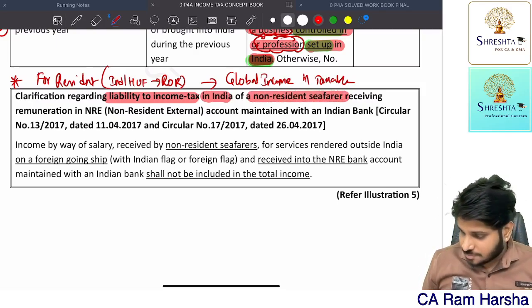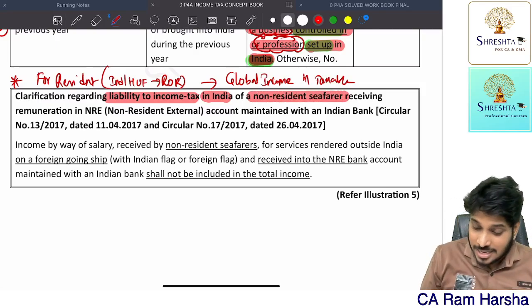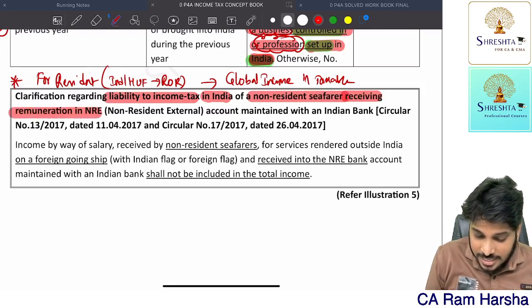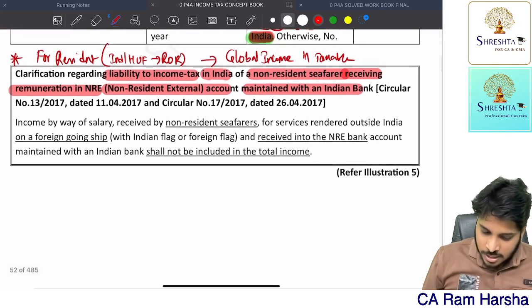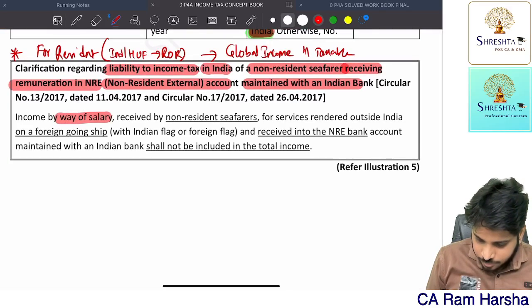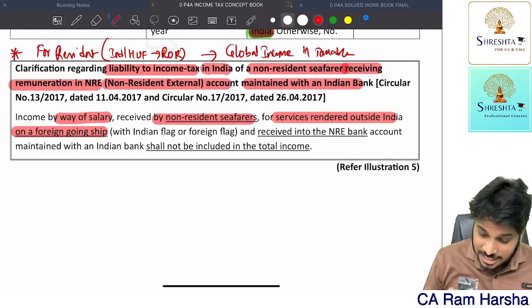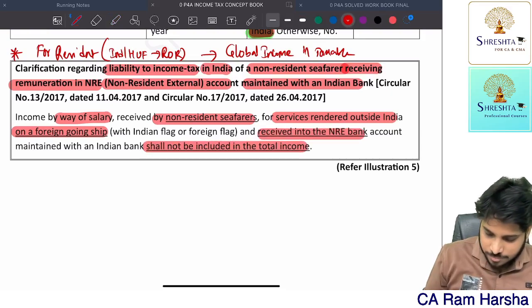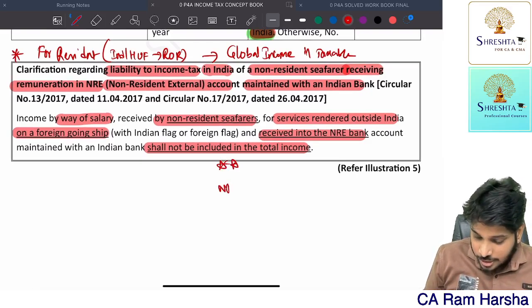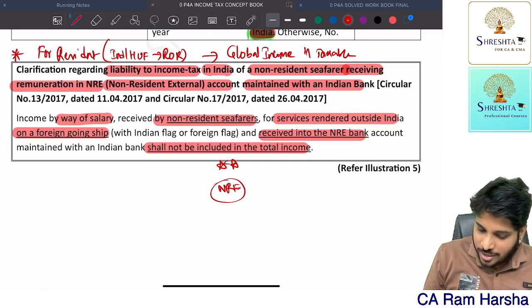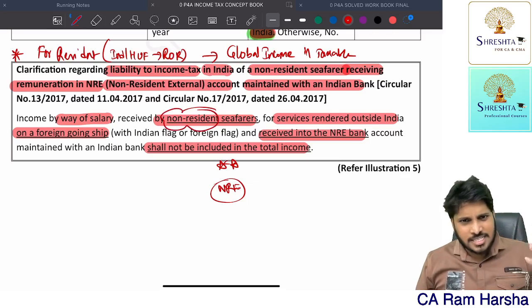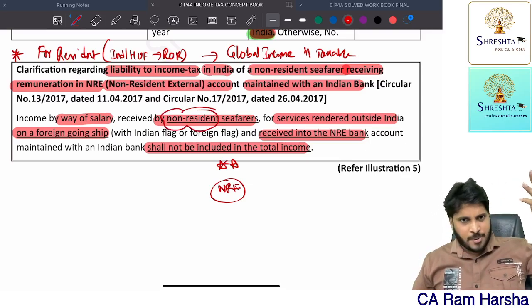Non-resident seafarer. A non-resident seafarer receiving remuneration in an NRE account maintained with an Indian bank. Any income by way of salary received by non-residents for services rendered outside India on a foreign ship but received in an NRE bank account shall not be included in total income. Shall not be. The question, he's actually a non-resident, no? So a non-resident earning salary from a foreign shipping company.